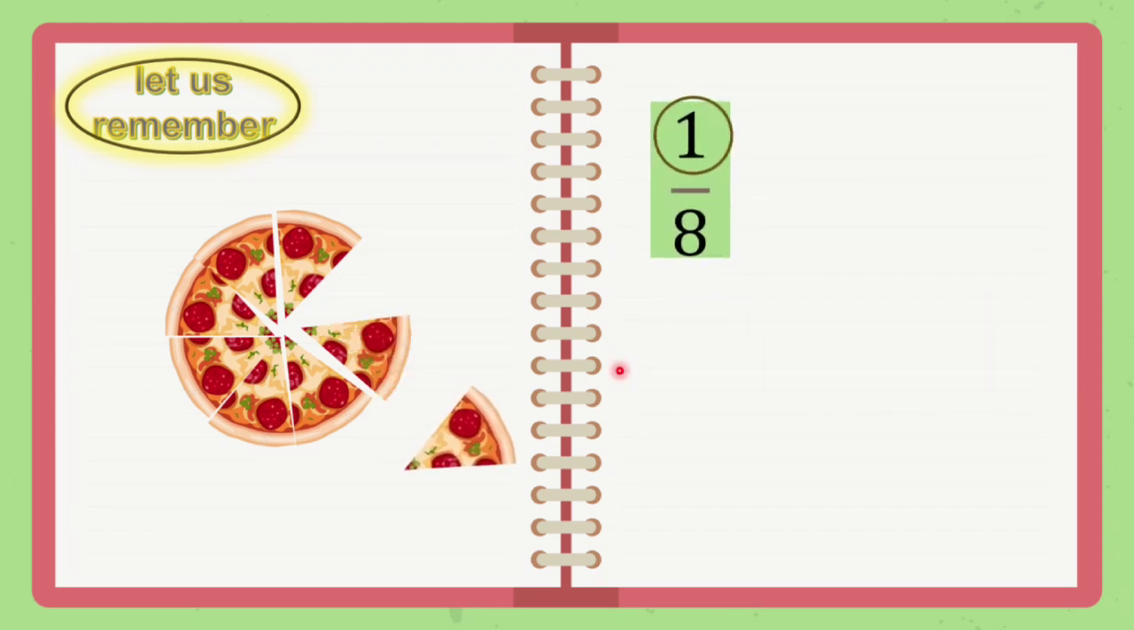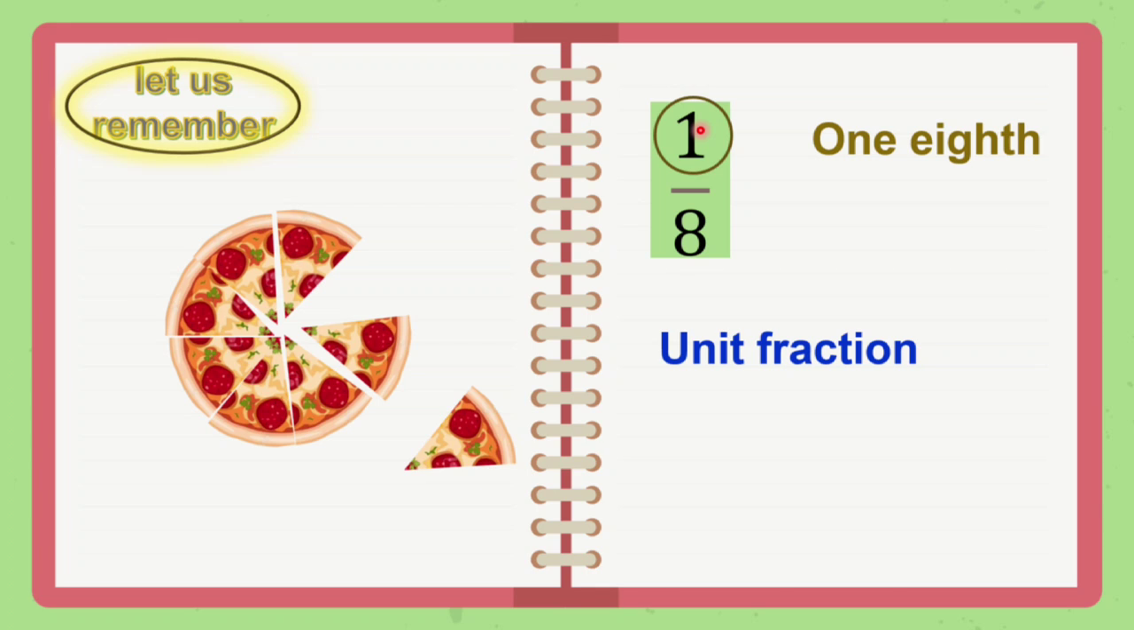Okay, what do you notice about this fraction? We will notice that the numerator in this fraction is equal to 1. And this refers to a type of fraction which is called a unit fraction. And guys, we can read this fraction as 1/8. So guys, what is a unit fraction? It is a fraction whose numerator is equal to 1.